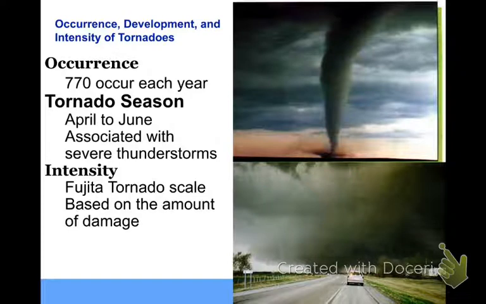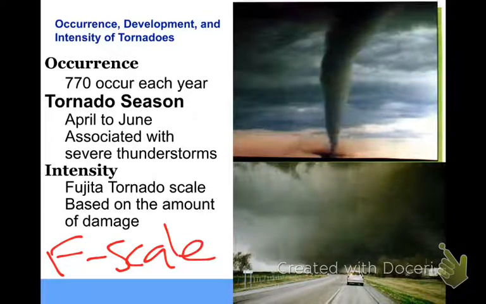Tornado season is April to June. It's associated with our severe thunderstorms, as we've already talked about. And the intensity is going to be based on, you can just write the F scale if you want instead, because that's the more well-known name. But it's based on the F scale. And we put everything on the scale based on the amount of damage that was caused. So just looking at the damage from a tornado is what shows us where on the scale we are going to put the tornado. So I'll give y'all a second to finish writing, and then we will continue on.